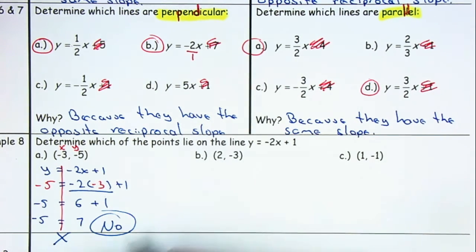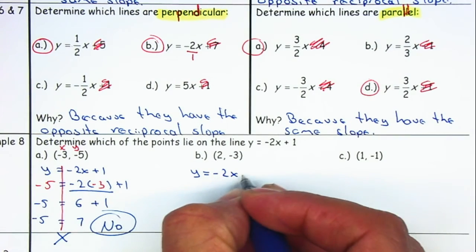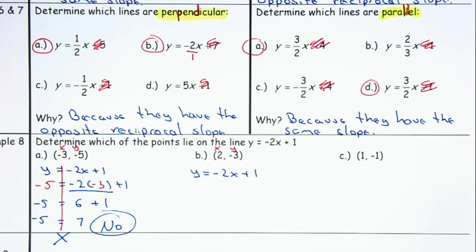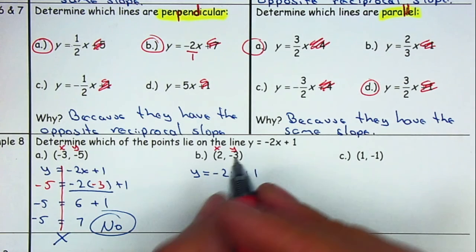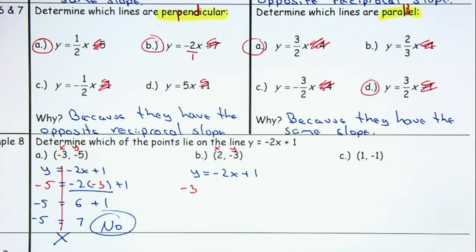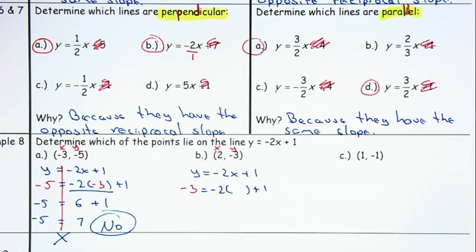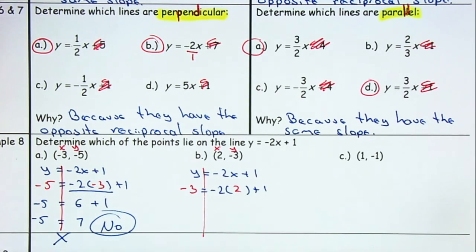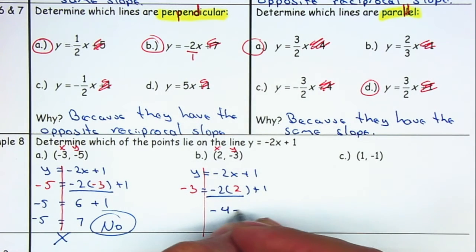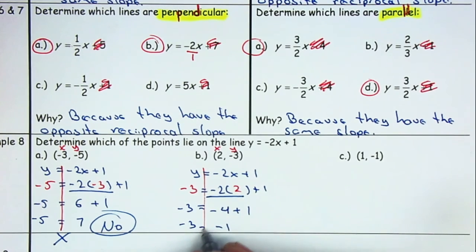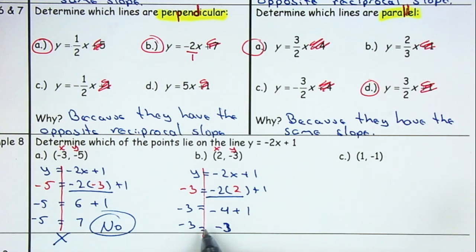Let's try the next one. y equals negative 2x plus 1. I'm going to plug in the values of x and y. Now be careful. The y is a negative 3. It's equal to negative 2 plus 1. But instead of the x will be a 2. We are going to multiply, so it gives me a negative 4 plus 1, that gives me a negative 1. And I'm going to bring this down, and that's actually negative 3. This is true, so is this point on the line? Yes.